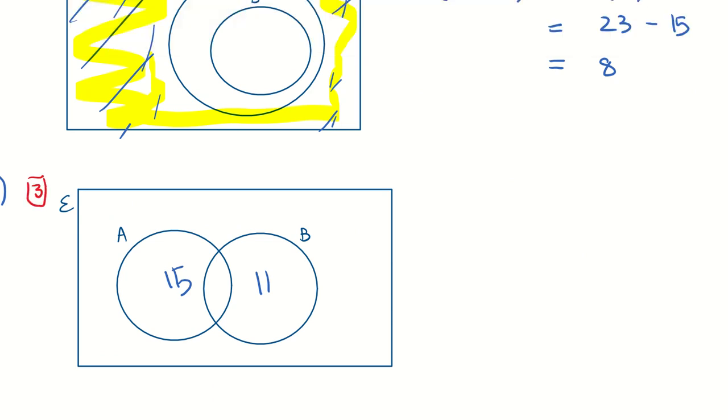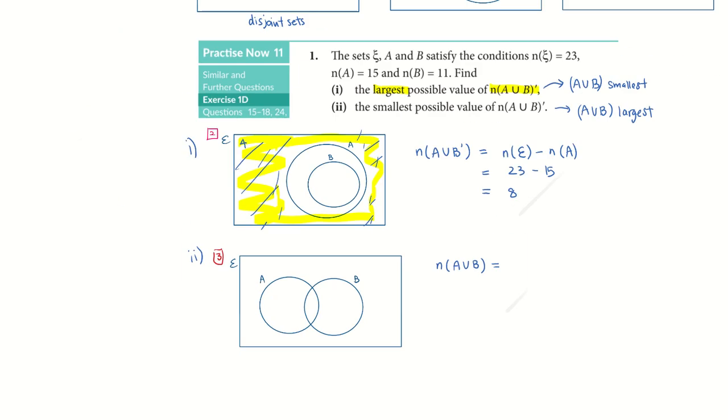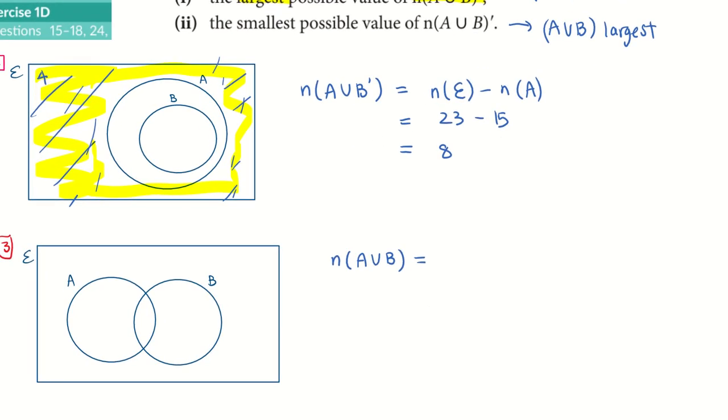And the numbers would change. And you have to tell me, what is A union B? Potentially, what can you give me for A union B? What is the largest A union B? The largest A union B is 23. Why 23? Because it's referring to the universal set. This one will give me the largest. You cannot go more than 23, because 23 is the largest possible number.